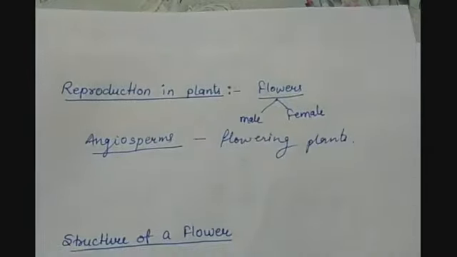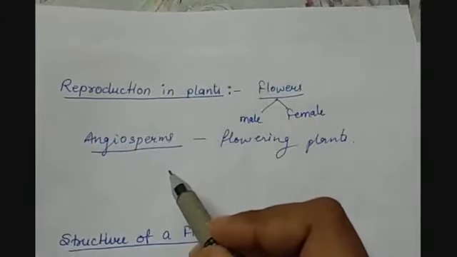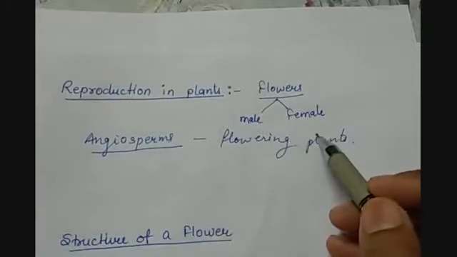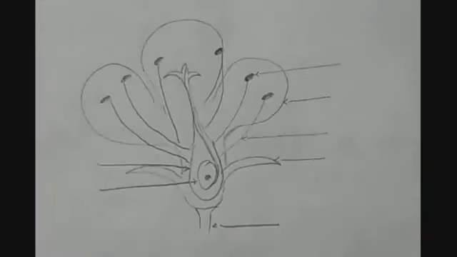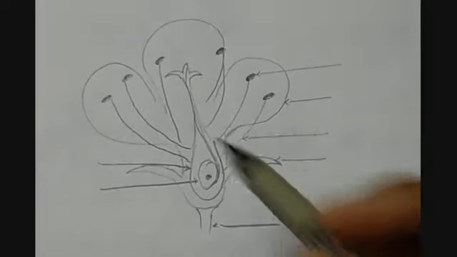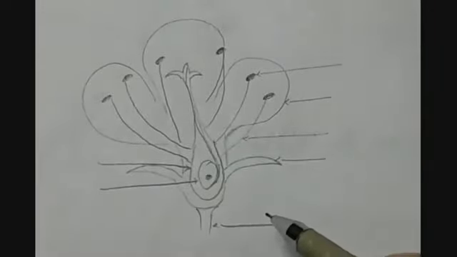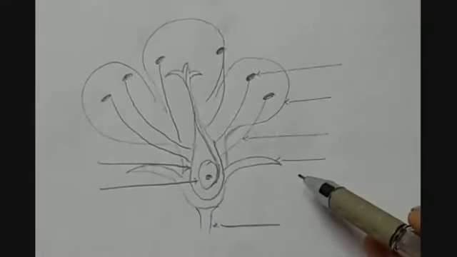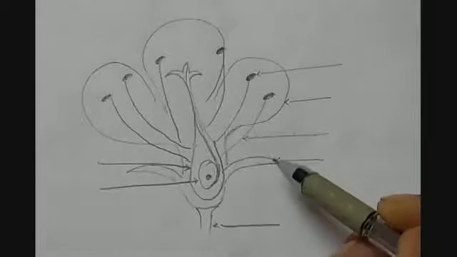So to understand how reproduction takes place in angiosperms, first we should understand the structure of a flower, or where the male and female sex organs are present inside a flower. So here we have a structure of a flower, which is a longitudinal section of a flower. Here you can see various parts of it. Let us discuss their function and their role in reproduction, and their names.